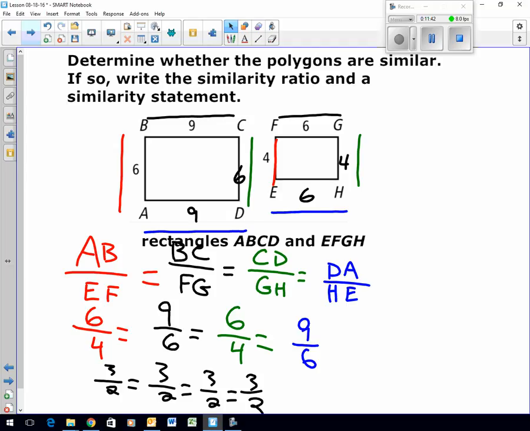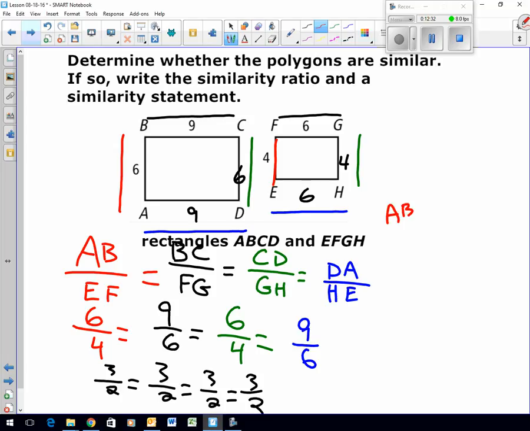Proportion. Rectangle ABCD is 3 over 2 times bigger than, 1.5 times bigger than, EFGH. Are they congruent? No. What does congruent mean? Are these identical rectangles? No. But do they have the same shape? Yes. And are their side lengths proportional when I put them in a ratio? Yes. Watch how I would write this particular similarity statement.